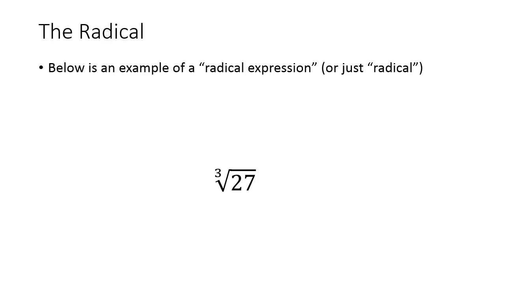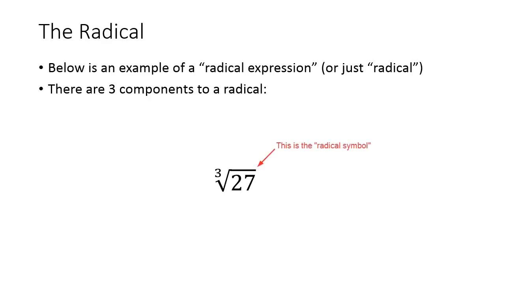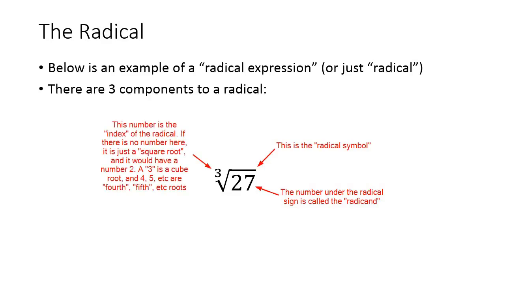So the radical. Below is an example of a radical expression, or we can just call it a radical. Below you would say it's the cube root of 27. There are three components to a radical. This sign here is called the radical symbol. The number under the radical sign is called the radicand. And this number here is called the index of the radical.